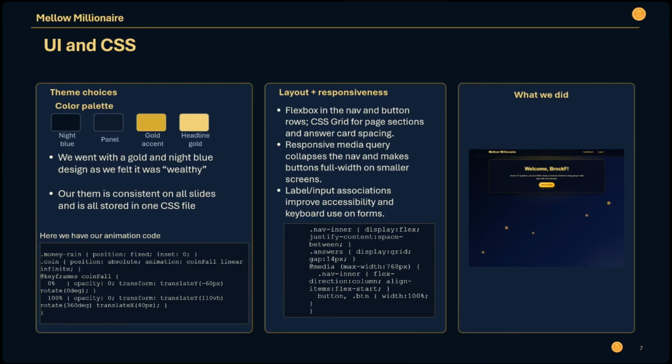We use Flexbox in the nav and button rows. We use CSS grid for each page section and answer card spacing. We use a responsive media query that collapses the nav itself and makes the buttons full width on smaller screens. So just imagine using it on a mobile device rather than the desktop itself. And we also have label slash input associations, which improve the accessibility and keyboard use on forms.